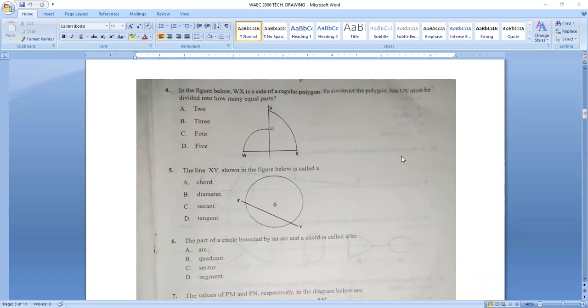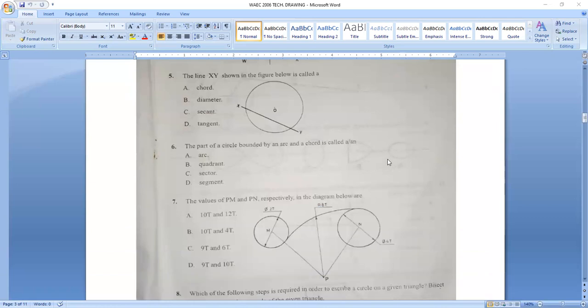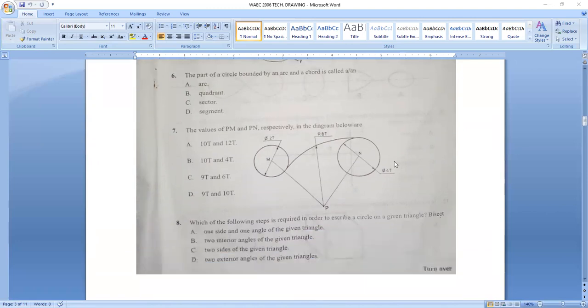Then question 5 says that the line XY shown in the figure below is called a secant. That is option C. Line XY is called a secant. Then question 6 says that the part of a circle bounded by an arc and a chord is called a segment. That is option D. Option D is the correct answer to that question.